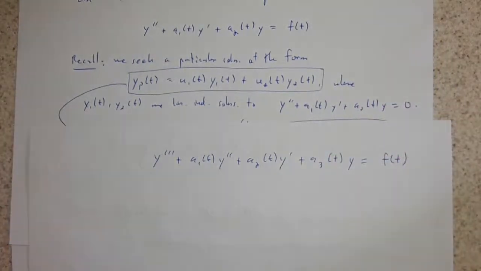So let's say I have something like this, a third order variable coefficient equation, right? How would I apply variation of parameters? The way that we dealt with higher order stuff earlier was to basically take what we did in the second order case and just generalize it, and it was typically pretty easy to see how it generalized.